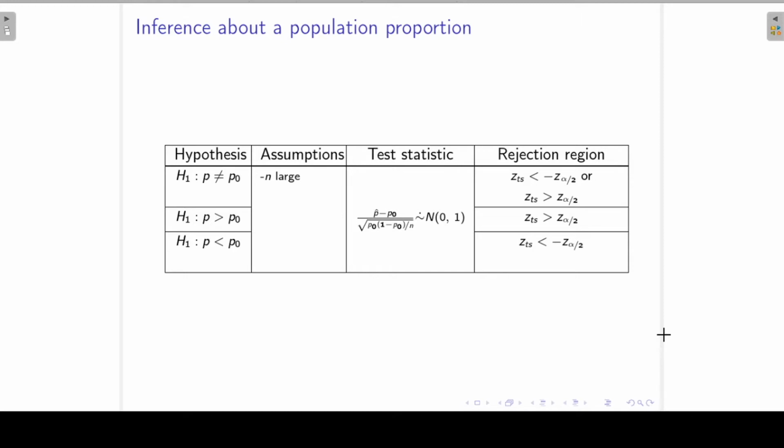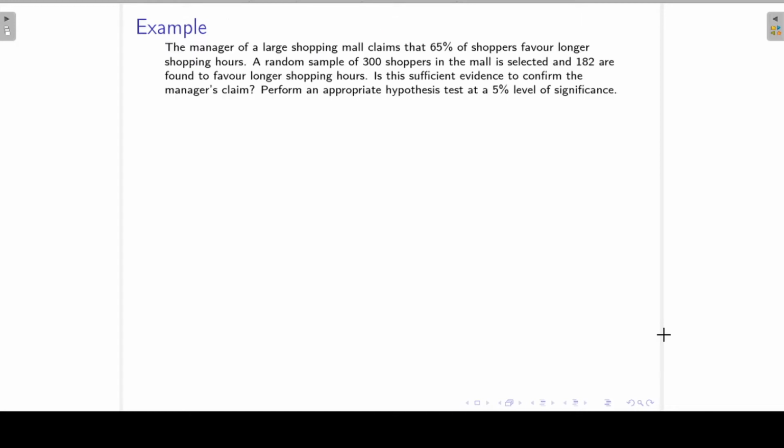And because it follows the normal distribution, we find the critical values for our rejection region. We find that also from the Z tables or the standard normal tables. So let's have a look at an example. The manager of a large shopping mall claims that 65% of shoppers favor longer shopping hours. A random sample of 300 shoppers in the mall is selected, and 182 are found to favor longer shopping hours. Is this sufficient evidence to confirm the manager's claim? Perform an appropriate hypothesis test at a 5% level of significance.